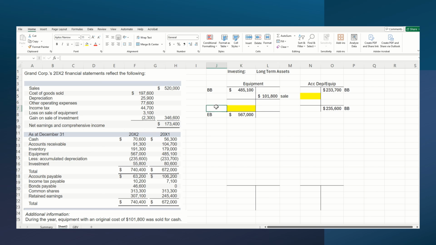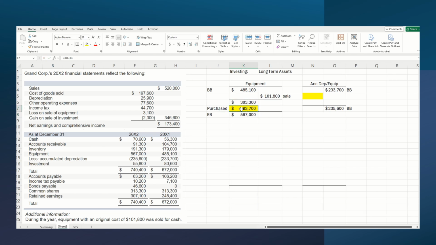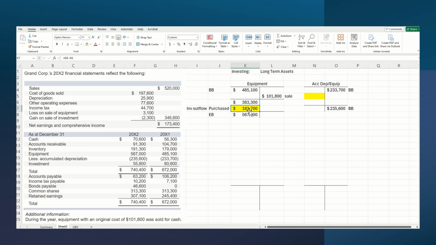But we have enough information already to figure out this amount purchased, because if you look here, we had this amount, 485,100. We subtract this, we don't get this. So let's just put a subtotal in here first. That's the easiest way to do it. So our subtotal is 383,300. So how much did we buy? Well, I'll just take the difference between the two numbers here. We purchased an additional 183,700. So this is going to be an investing outflow. So in the investing activity section, we need to have an outflow of cash of 183,700.